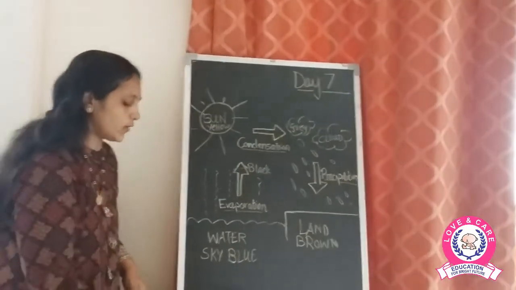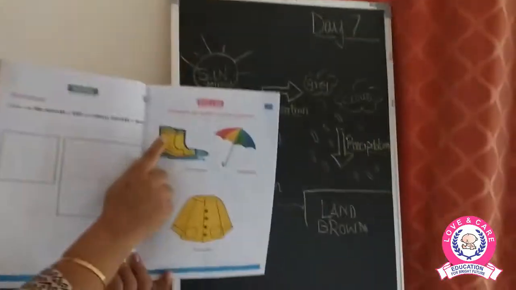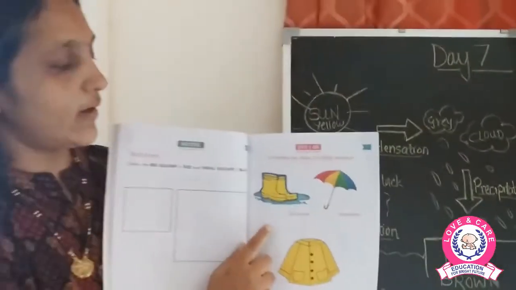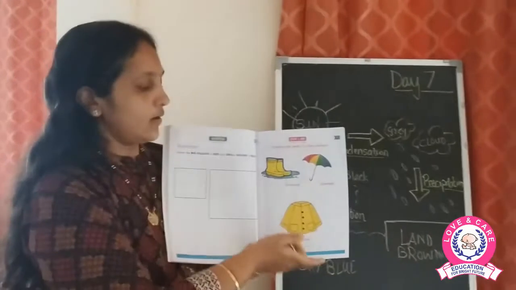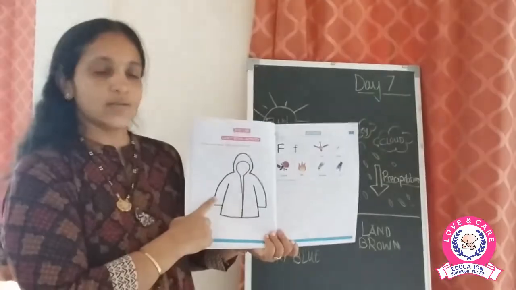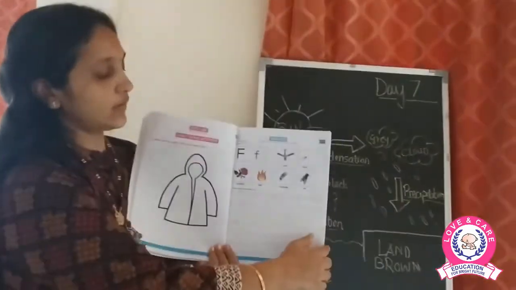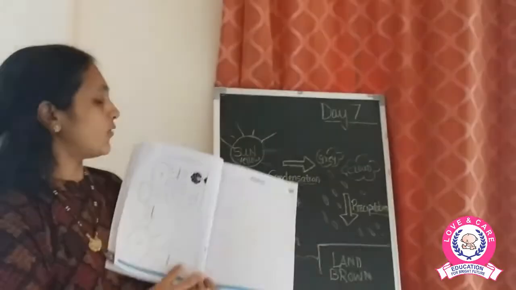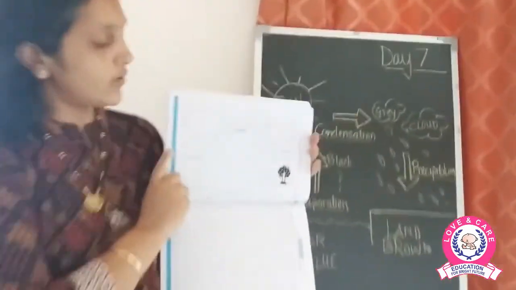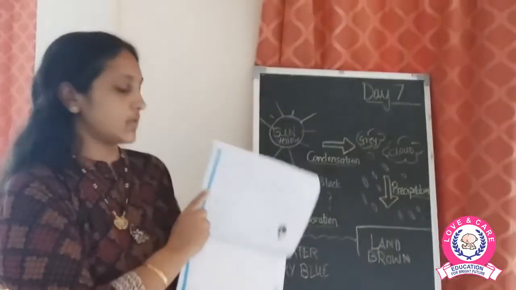So okay children, what have we done in the day 7? That is we have learned what are the things, the clothes we wear in the rainy season. Then we have to color the raincoat, that is blue in color. Then we learned the letter F. And then we have to color the water cycle. So here you have to color the water cycle.